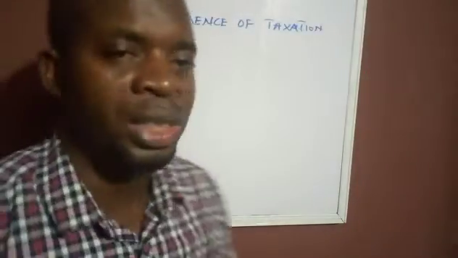Hello class, today we are going to be looking at incidence of taxation. Incidence of taxation simply refers to where the burden of a tax imposed by government lies. So it simply means who is ultimately paying the tax imposed by government. Sometimes producers pay the tax and sometimes consumers pay the tax.